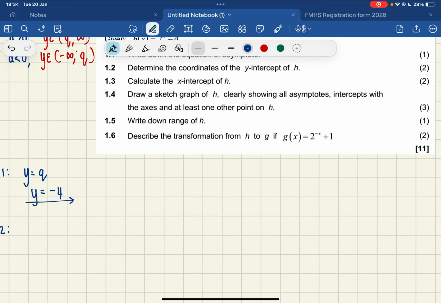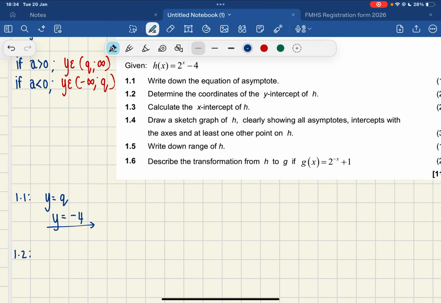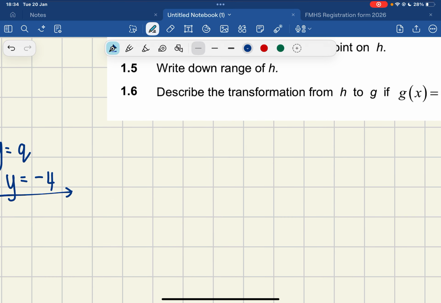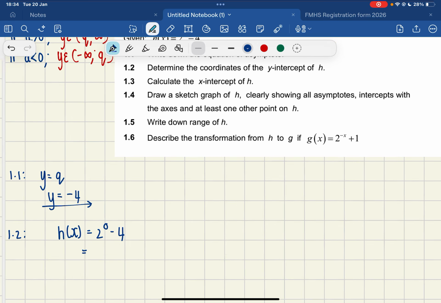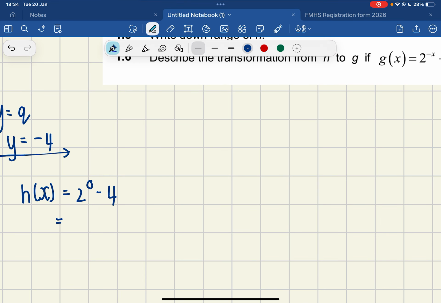Question 1.2. Y-intercept, make x equal to 0, and if you put that into your calculator, that would give you -4. That would give you -3. So therefore, we'd have 0, -3.